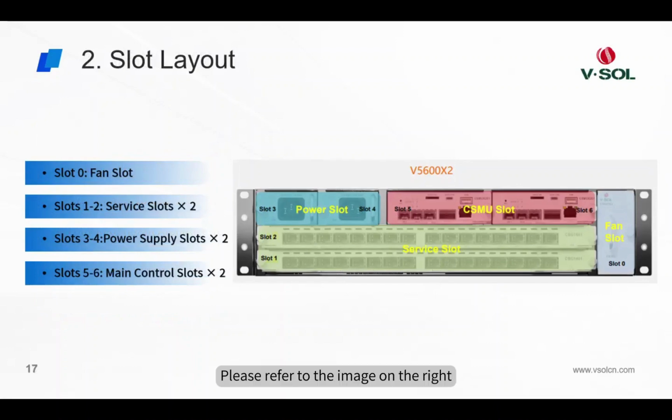Please refer to the image on the right, which shows the slot layout of the V5600X2. Slot 0 is the slot for the fan. Slot 1 to 2 is the slot for the service board. Slot 3 to 4 is the power supply slot. Slot 5 to 6 is the slot for the main control board.